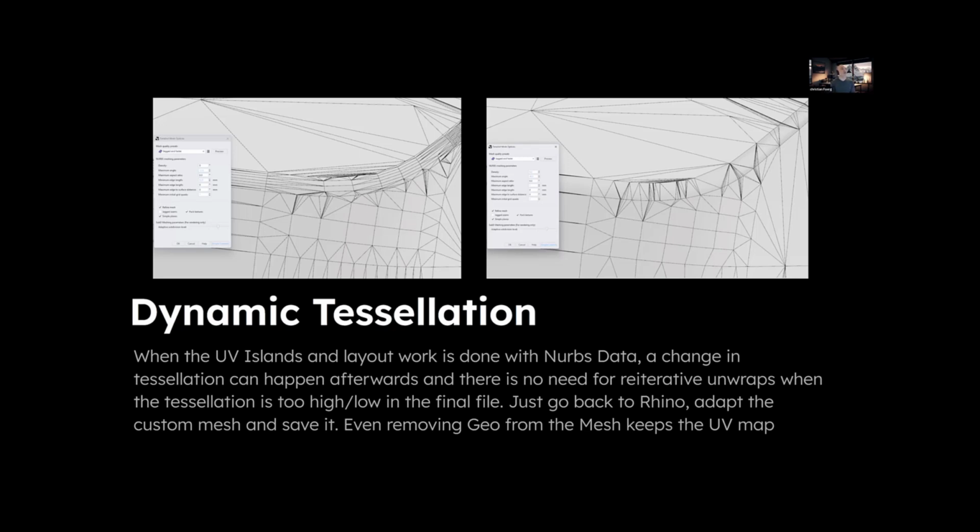So what you see here is you can go back to Rhino, and with a custom mesh, you can change the resolution of your NURBS data, of your tessellated data, and it will keep the UV mappings. Basically, you can do LODs or level of detail inside Rhino, and so you can control the quality of your mesh for every part separately while exporting that.